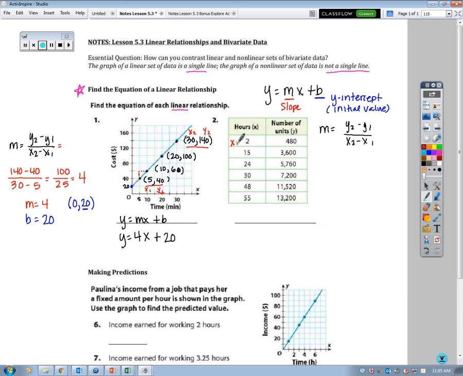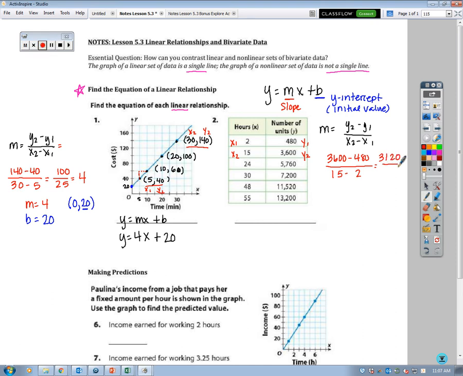So this would be my x1, my x2, my y1, and y2. And I'm going to plug those into my equation. So y2 minus y1, 3,600 minus 480 over x2 minus x1, 15 minus 2. So I've got 3,600 minus 480 over 15 minus 2.